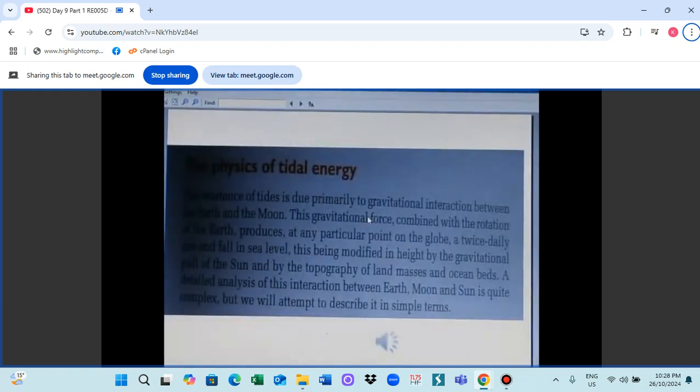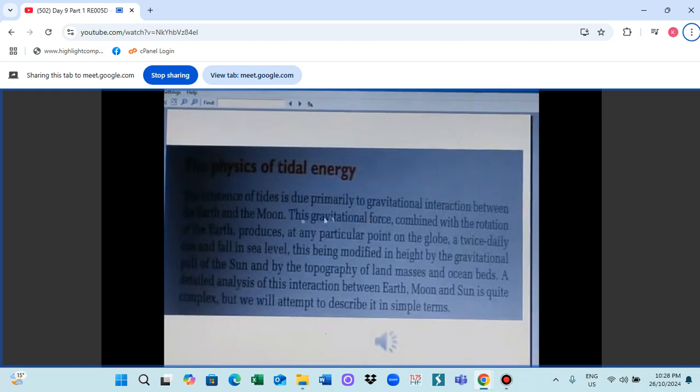Okay, we are talking about the physics of tidal energy. Tidal energy means the interaction between the earth and the moon, which is quite complex. So this is how tidal energy is produced. The gravitational force combined with the rotation of the earth produces, at a particular point of the globe, a twice daily rise and fall in the sea level. This is the tidal energy.